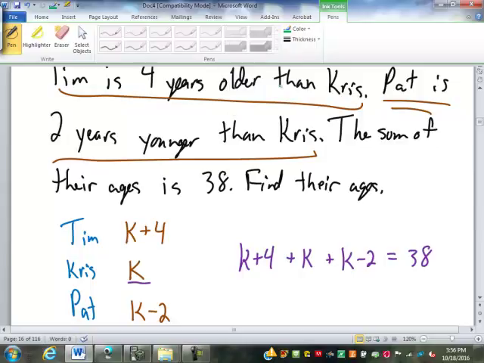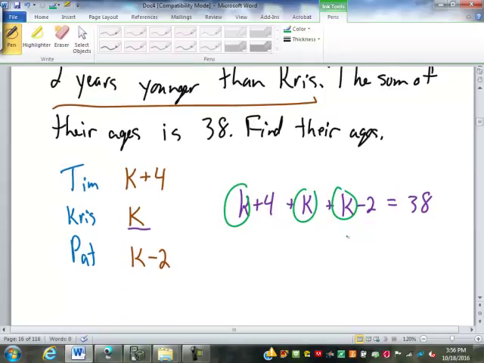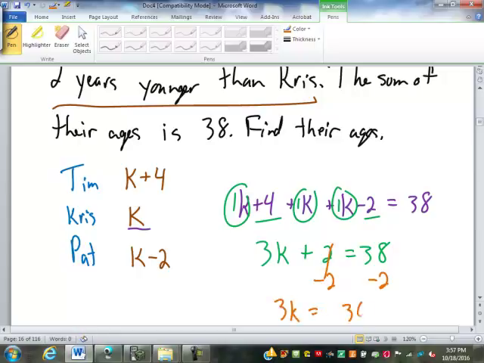From here, we can combine what we can. We have K, K, and K, which makes, think of it as 1K, 1K, and 1K, which makes 3K. Positive 4 and negative 2 make positive 2. Good. That equals 38. From there, what do we do to solve this? Subtract 2. So 3K equals 36. And then divide by 3.